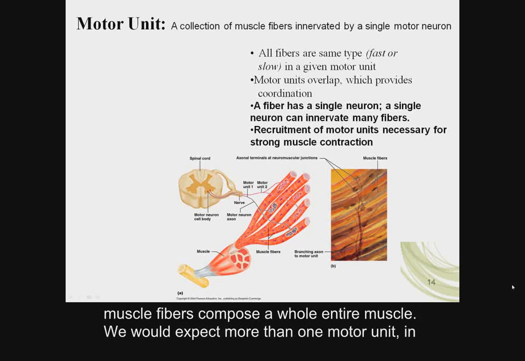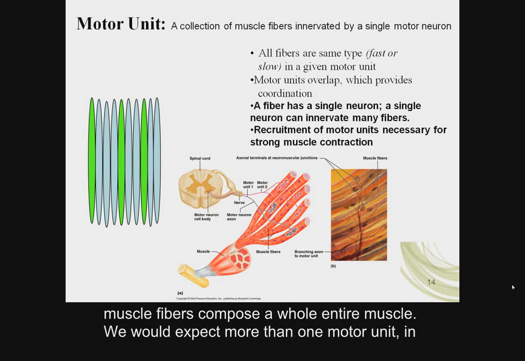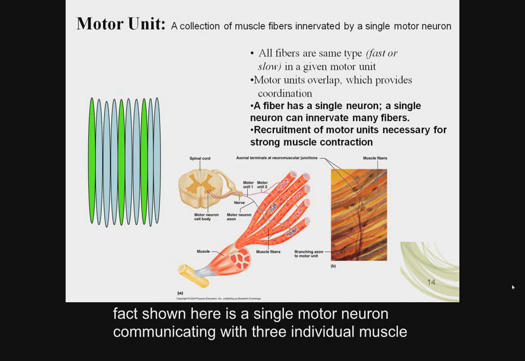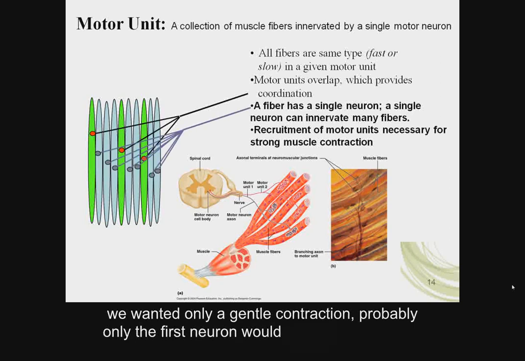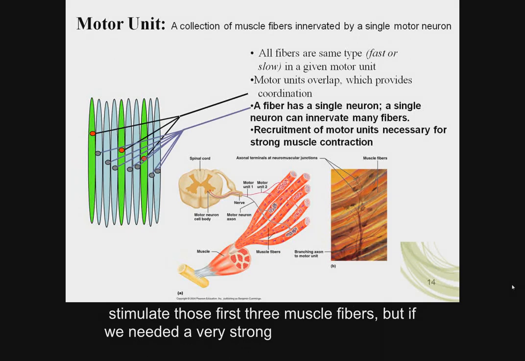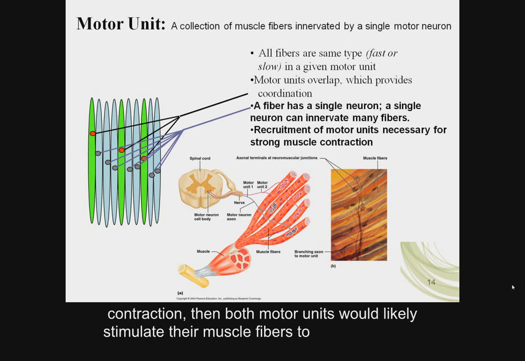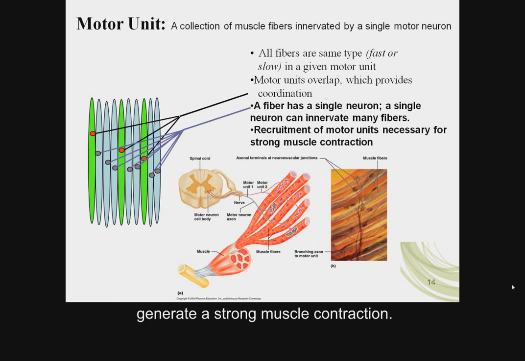Shown again, let's pretend that these green and blue muscle fibers compose a whole entire muscle. We would expect more than one motor unit. In fact, shown here is a single motor neuron communicating with 3 individual muscle fibers. A second motor neuron communicates with the remaining muscle fibers. If we wanted only a gentle contraction, probably only the first neuron would stimulate those first 3 muscle fibers. But if we needed a very strong contraction, then both motor units would likely stimulate their muscle fibers to generate a strong muscle contraction.